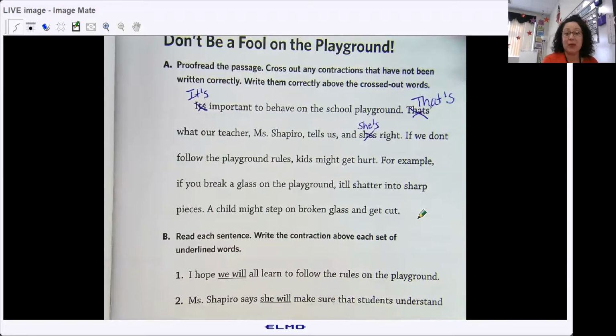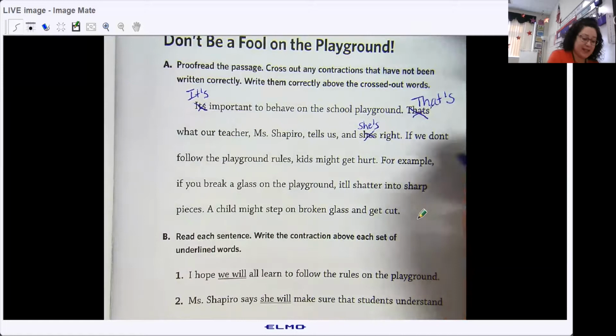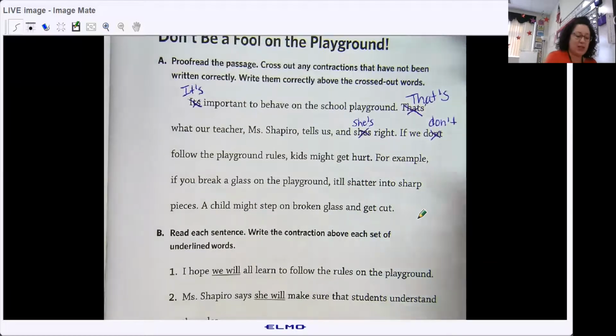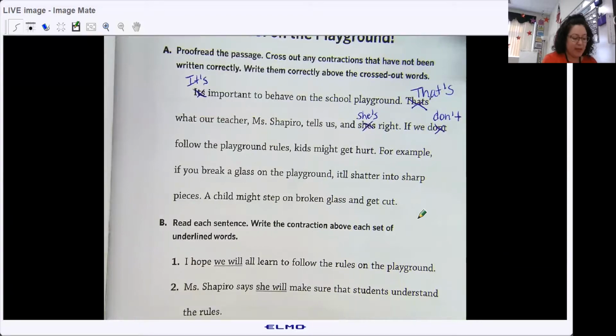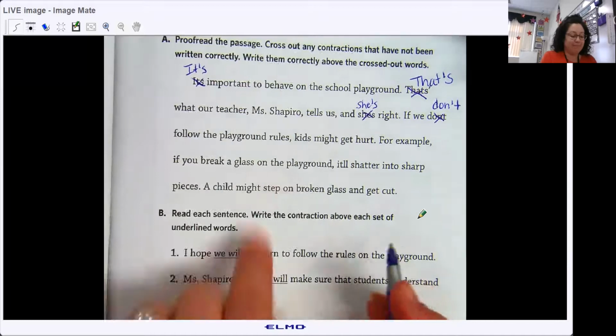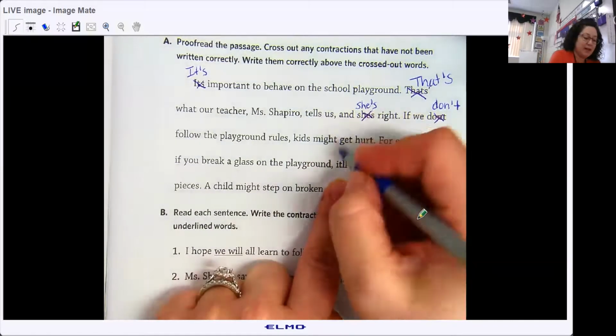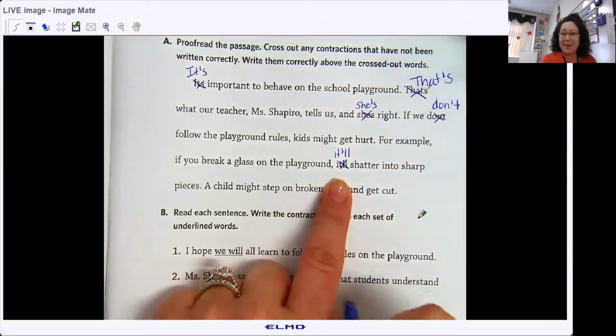If we don't follow the playground rules, kids might get hurt. See one? Don't. Do not. And remember, with not, the apostrophe replaces the O in the word not. Don't follow the rules. For example, if you break a glass on the playground, it'll shatter into sharp pieces. It will shatter. And so we're taking out the WI and replacing it with our apostrophe.